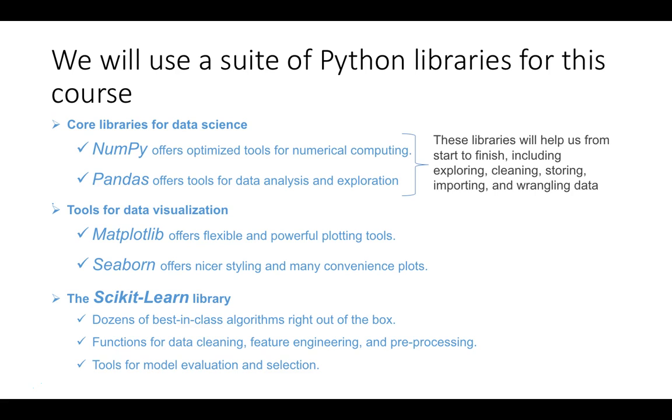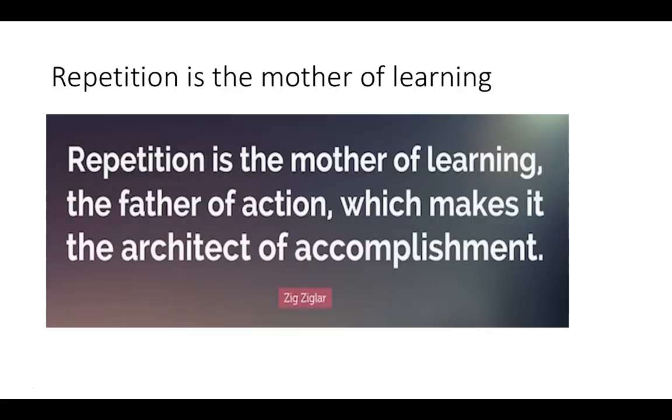Then the third one is scikit-learn. As I told you, it contains dozens of best-in-class algorithms right out of the box. So you don't need to reinvent anything. You don't need to develop anything from scratch. Then it also has very good functions for data cleaning, feature engineering, and data pre-processing. These are all very important tasks you perform as you develop your ML projects. And it also has very good tools for model evaluation and selection of the right algorithms and models.